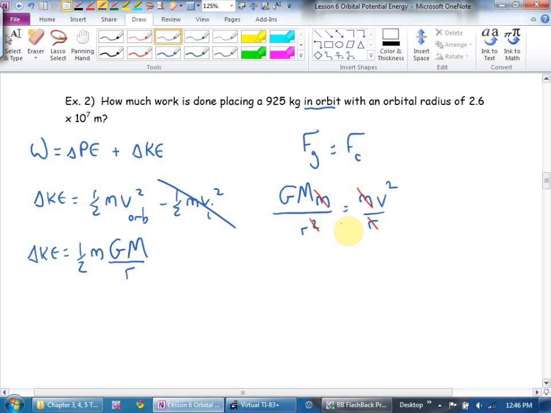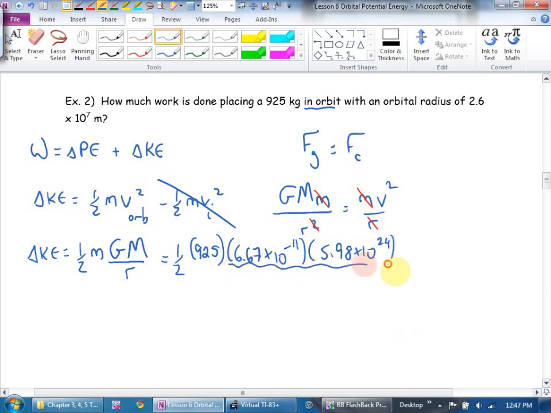This is going to be 1/2 little m, the satellite, times 6.67 times 10 to the negative 11, times 5.98 times 10 to the 24th, all divided by... Oh, and they didn't give me a height or an altitude. They gave me the radius, so I don't need to worry about adding in the Earth's radius. All divided by 2.6 times 10 to the 7th. How much kinetic energy will my satellite have to have once it's up there? Otherwise, it's falling back down to the Earth.